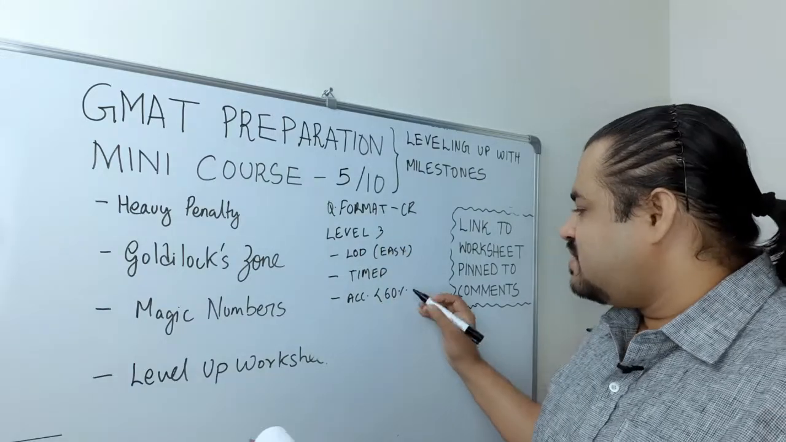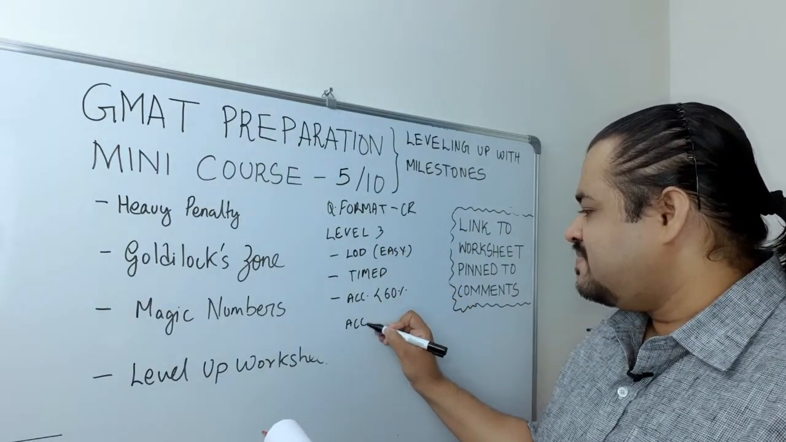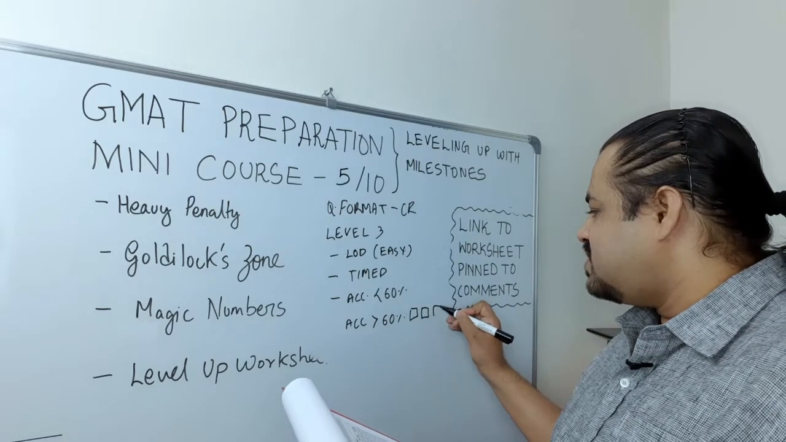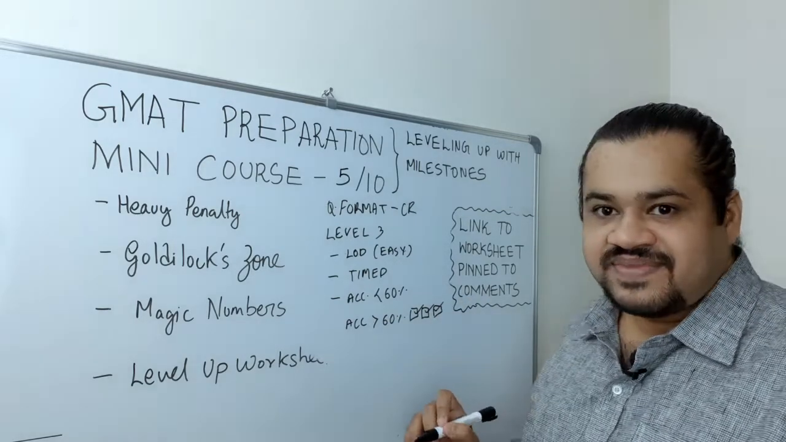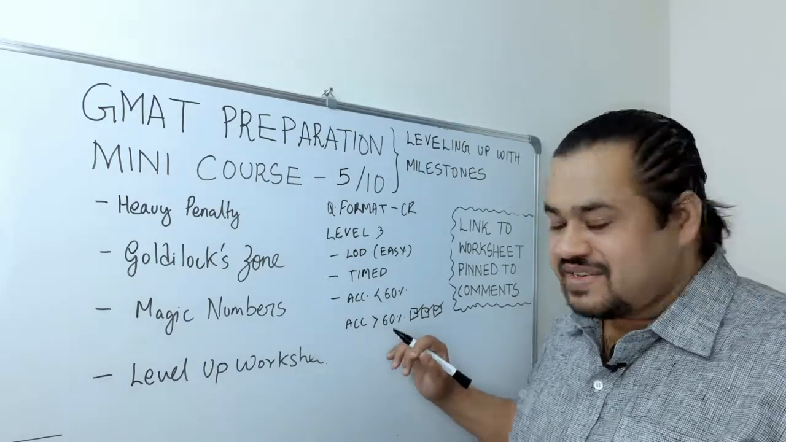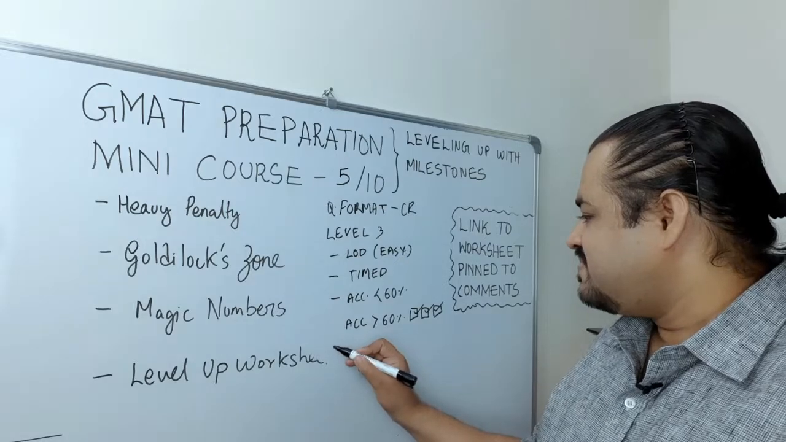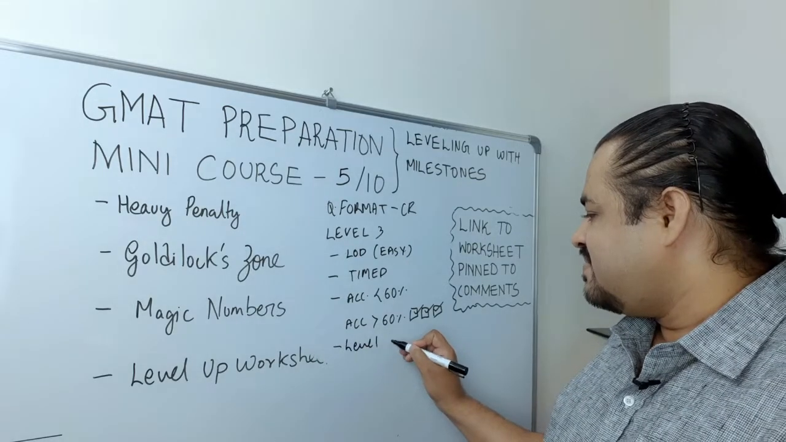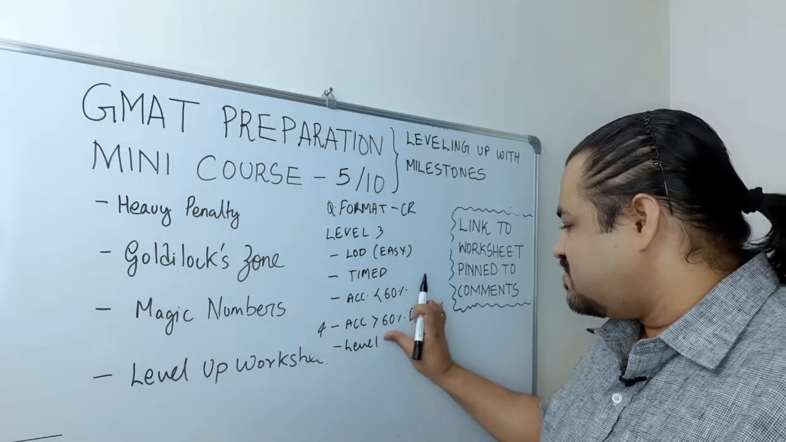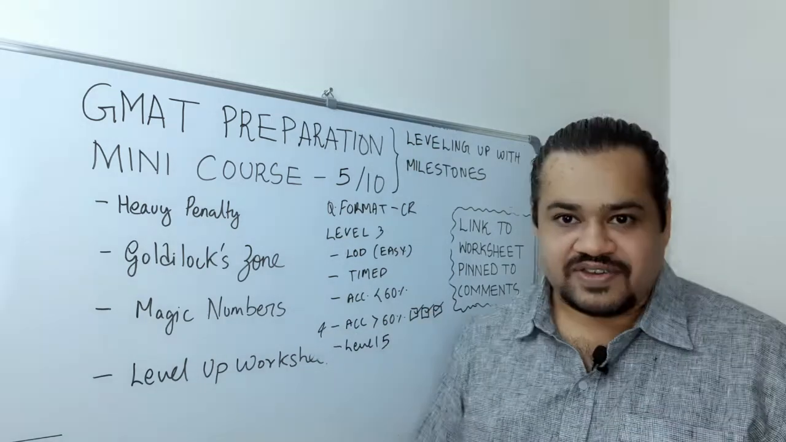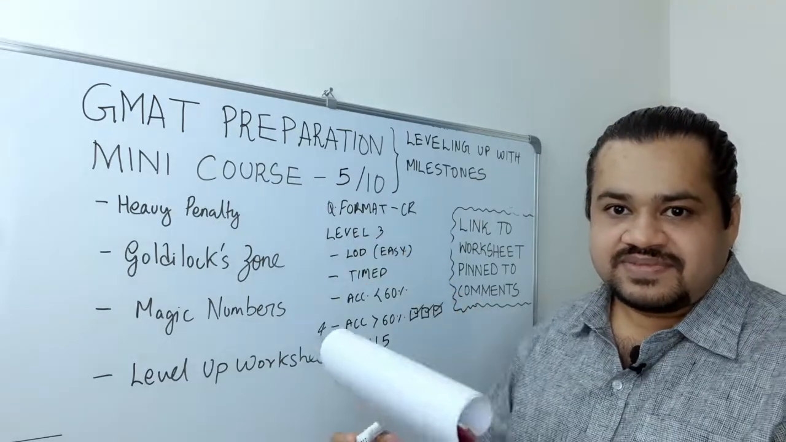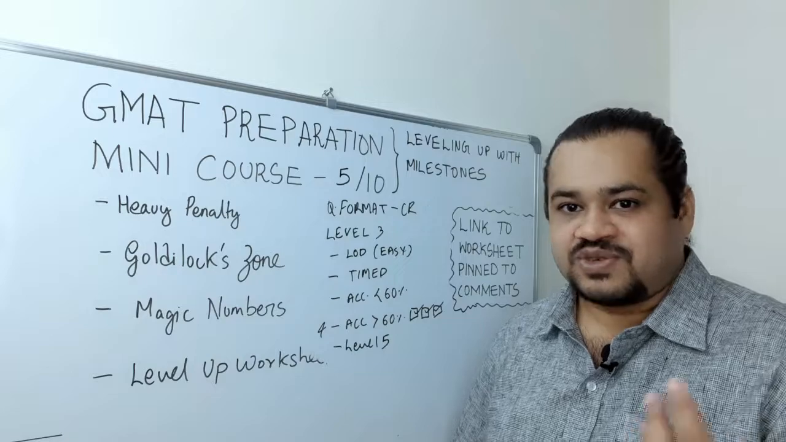As soon as you achieve an accuracy greater than 60% for 3 practice sessions, it means you are leveled up. Okay. And you can move to level 4. So level 4, you can move to level 5. Now what happens at level 5 is the difficulty level increases and you repeat the same process.